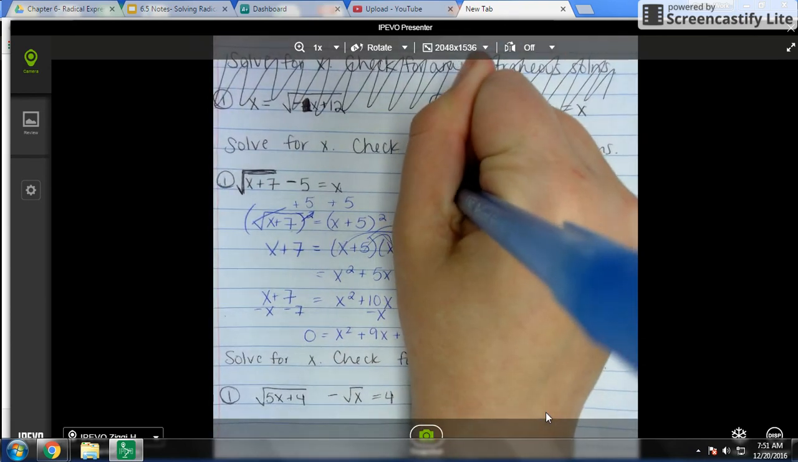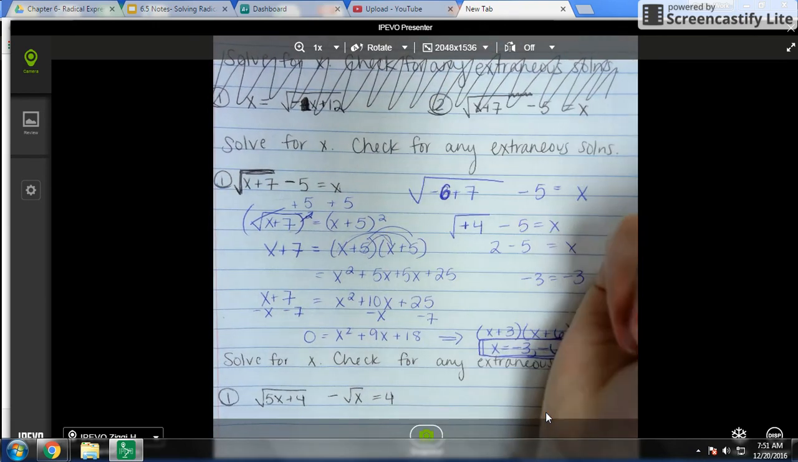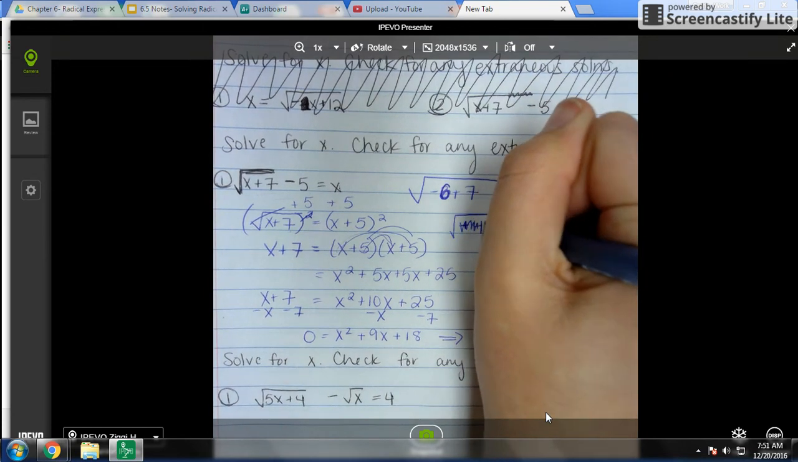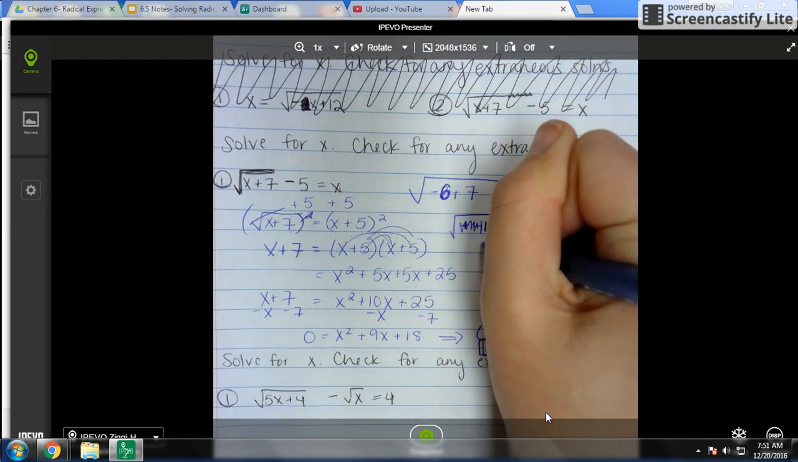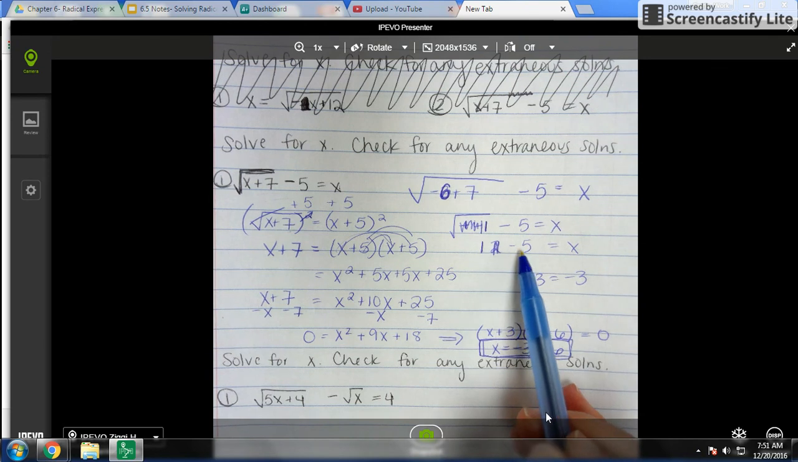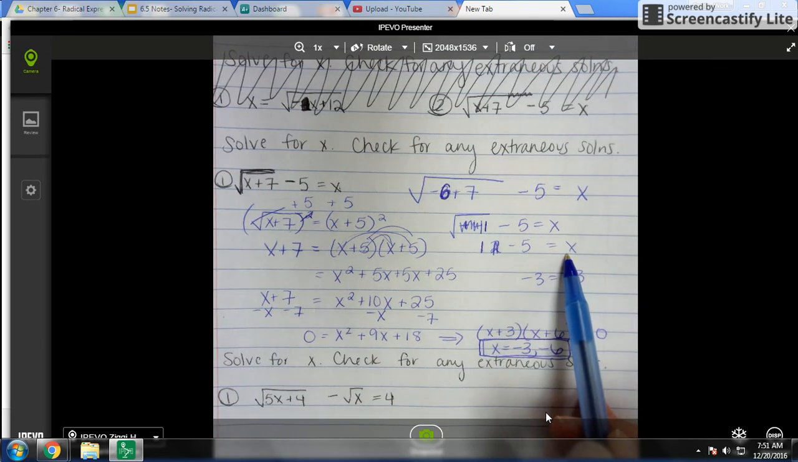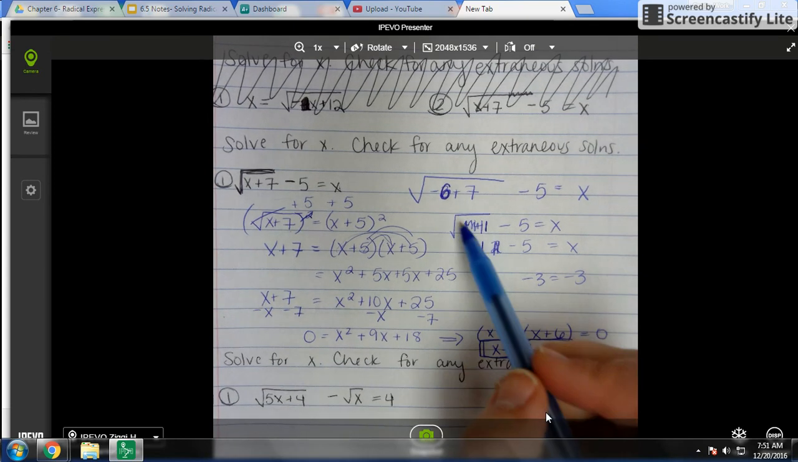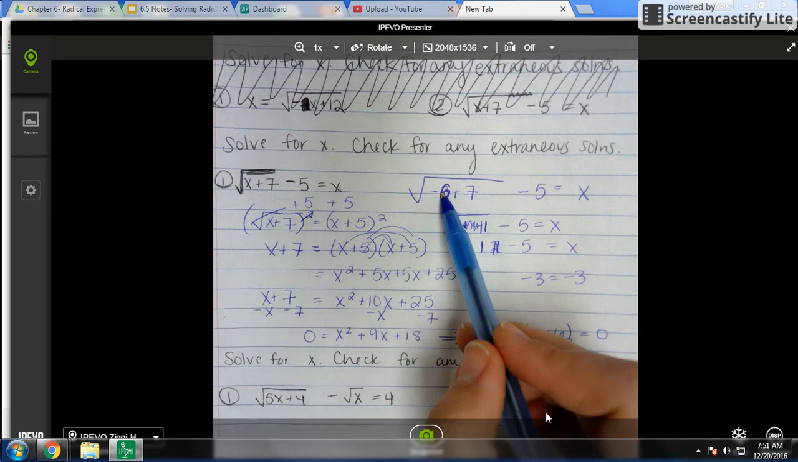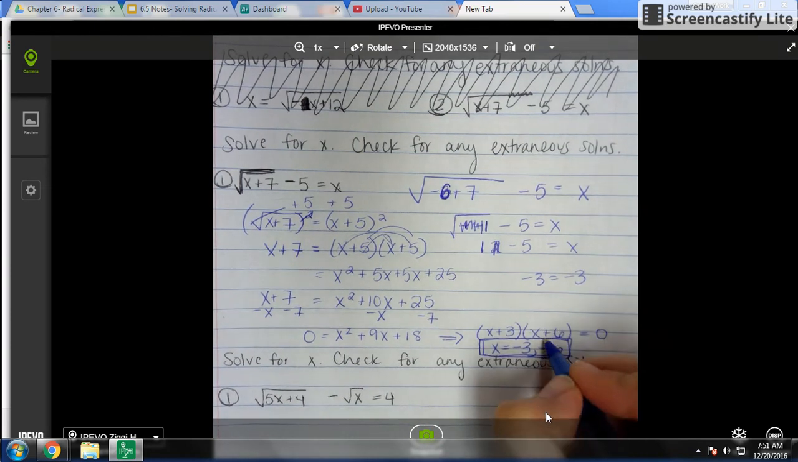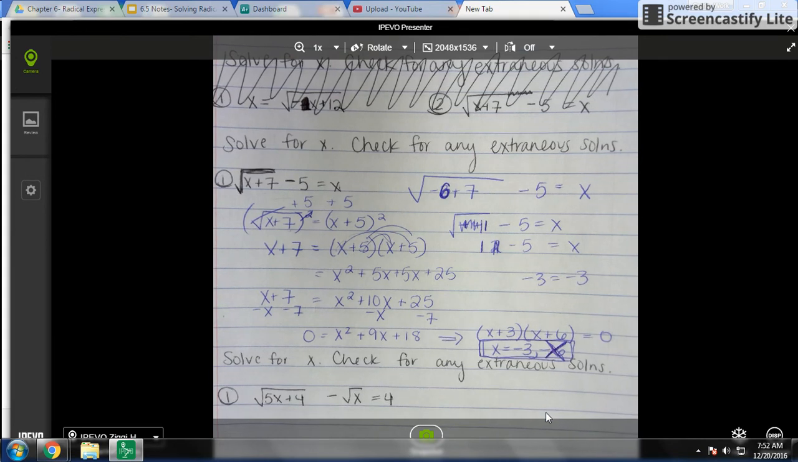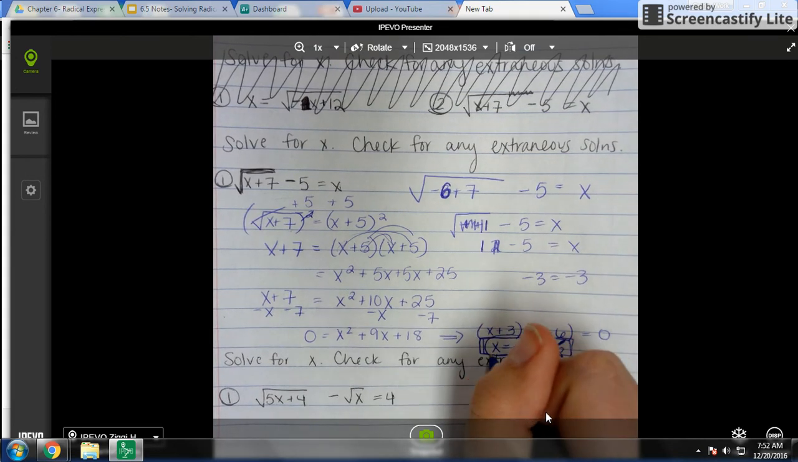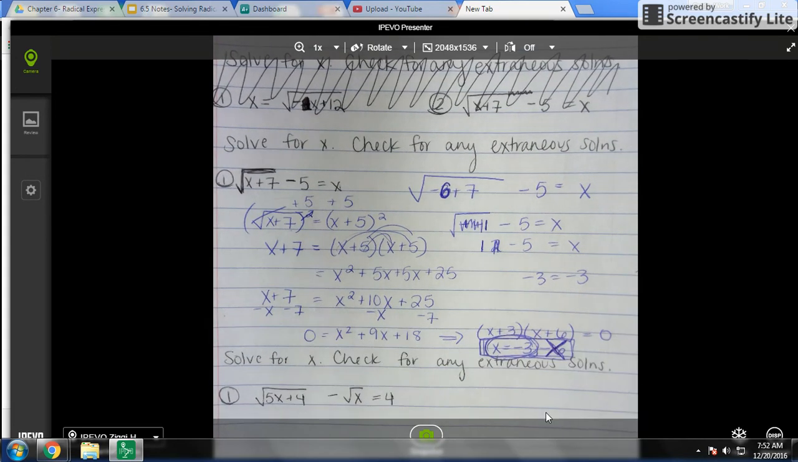Now we're going to try it with a -6. So if we plug in the square root of -6 plus 7, we get the square root of 1, which is 1. And 1 minus 5 does not equal -6. So there, since we have two different signs and the square root, this solution actually does not end up working. It is called an extraneous solution, so our answer would just be x equals -3.